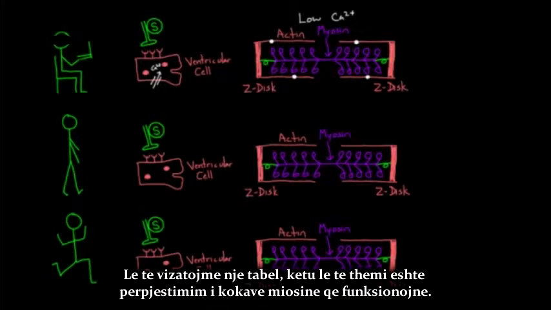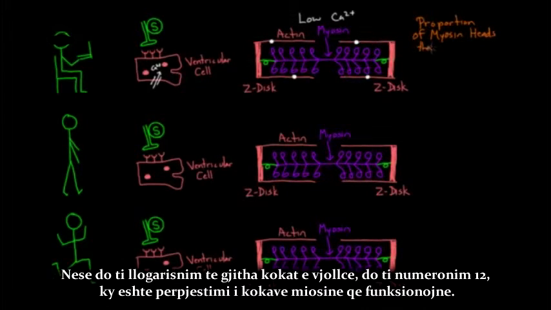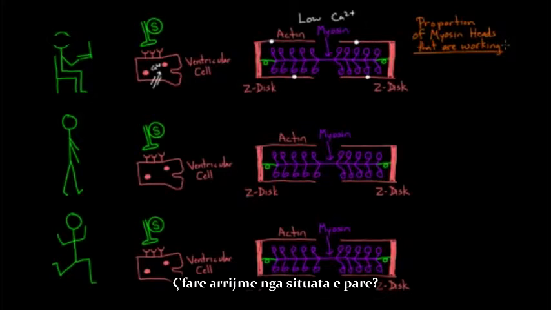So the calcium binds there, and what do you get? Well, let's draw a little table on the side. This is, let's say, the proportion of myosin heads that are working. And if you count up all the little purple heads, you can do that right now, you'll see there are 20. So this is the proportion of myosin heads that are working. And what would you get for this first situation?